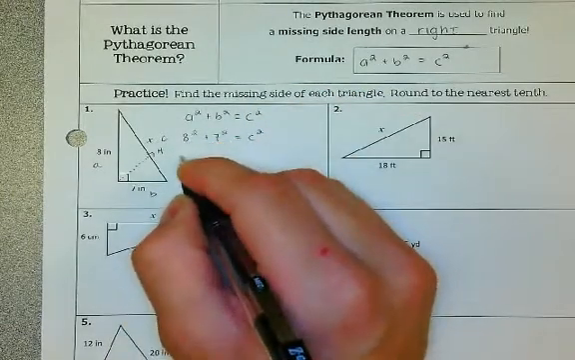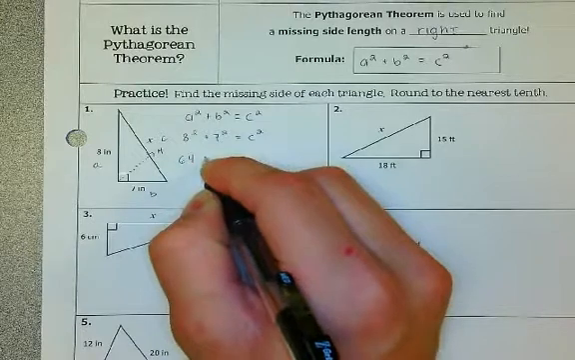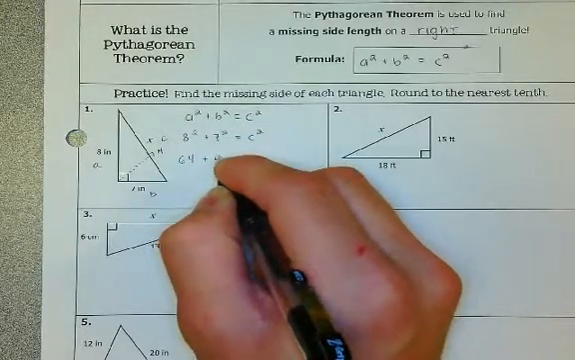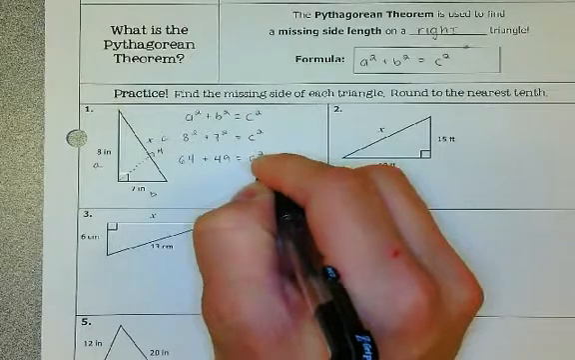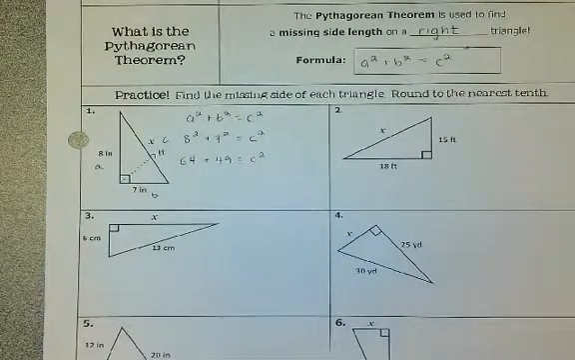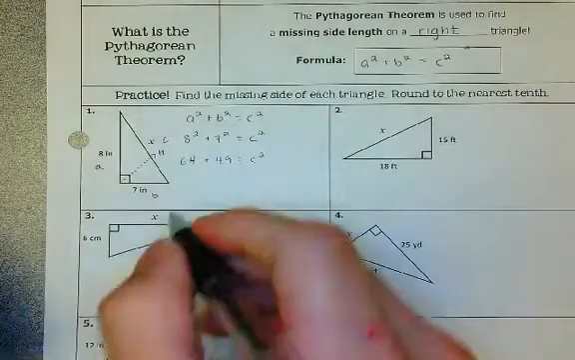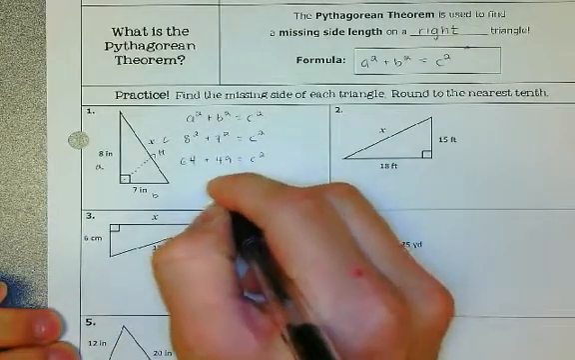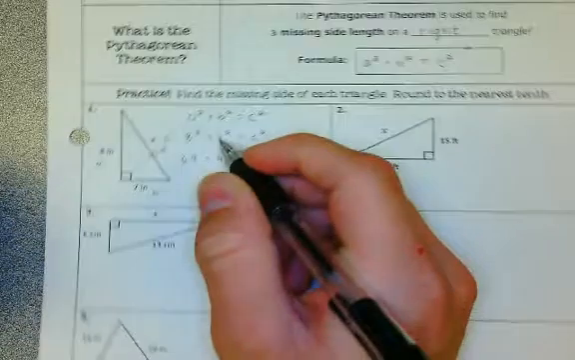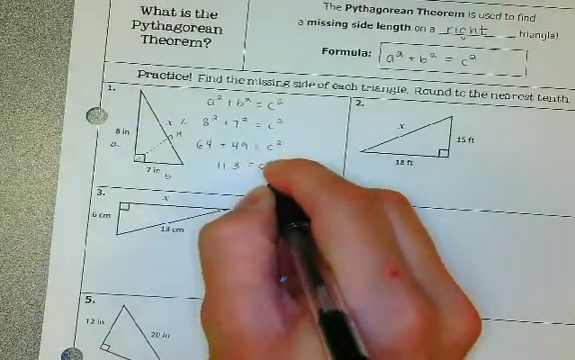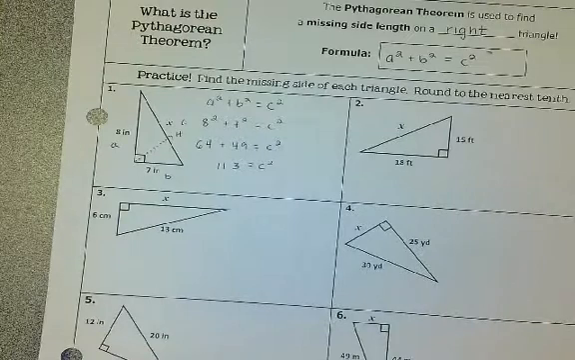So 8 squared is 64. 7 squared is 49. We set that equal to C squared. Let me get out my handy dandy calculator. 64 and 49 make 113. We set that equal to C squared. Now the question is, how do we get rid of a squared? Well, the opposite of a square is to take the square root.